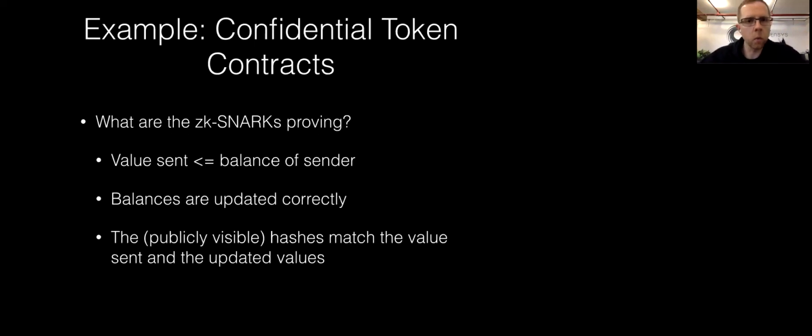So what would the ZkSnarks be proving in this case? What are the circuits? What we need to prove is that the value we sent is smaller than the balance of the sender. We need to check that the balances are updated correctly, so that the sender has his balance lowered and the receiver has his balance increased. And we have to prove that the hashes match the values sent and the updated values. So we start with some hashes, we're going to end with some hashes, and we need to show that these are updated correctly.